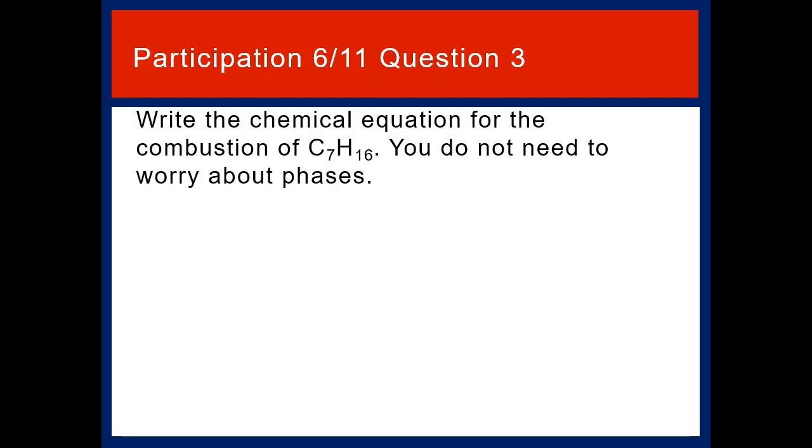Participation 611, question 3. Write the chemical equation for the combustion of C7H16. You don't need to worry about phases. This is the third question on participation 611, due Thursday, June 11th at 11:59 p.m. over on Blackboard. Link to the assignment is right below the links to these videos. Again, write the chemical equation for the combustion of C7H16. And if you're writing a chemical equation in the Blackboard text editor, don't worry too much about formatting, superscripts, subscripts, arrows. If you're handwriting it, you want to get that stuff correct, but don't worry too much about typing it. You can get subscripts in there, but it can be a little tedious to insert all of those.